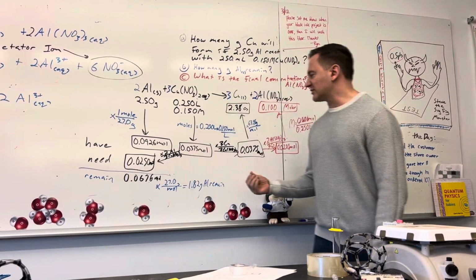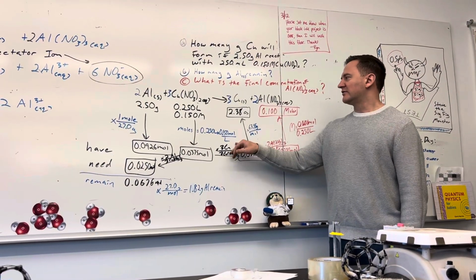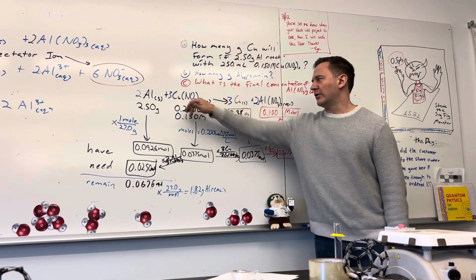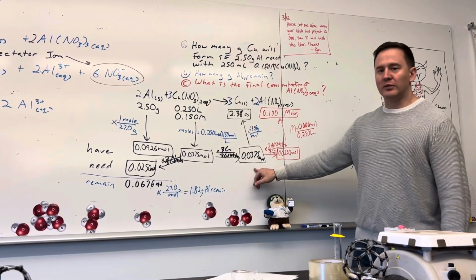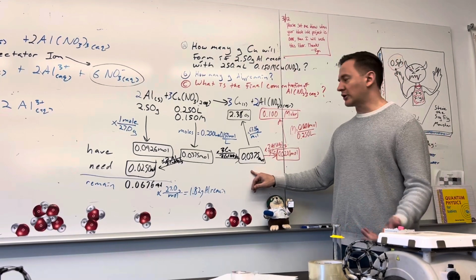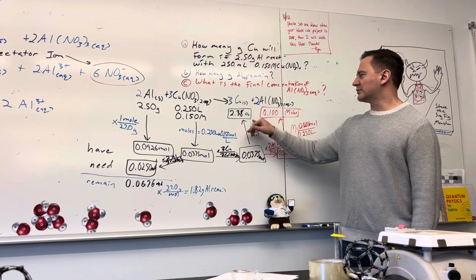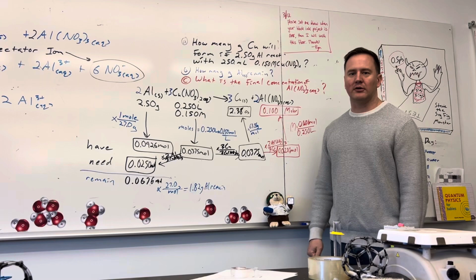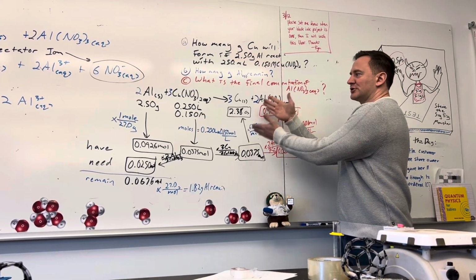So we're going to use that to figure out how much product we can make. Since you get 3 moles of copper for every 3 moles of copper nitrate, we would get that same molar amount of solid copper. Then using the molar mass, we could say that that gives you 2.38 grams. So that's how much copper would form.